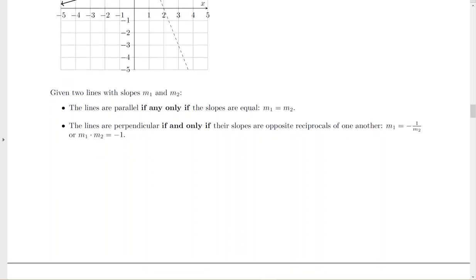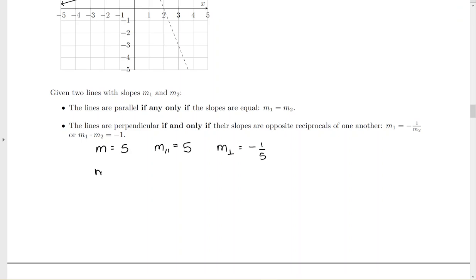So, for example, if the slope of one line is 5, and I want to know the slope of a line, and I'll call it parallel, looks like the number 11, but that's my parallel line. The slope of a parallel line is going to be 5. The slope of a line perpendicular to that, I'm going to make an upside down T to represent perpendicular, is going to have to be opposite, and then the reciprocal of 5, 1/5.